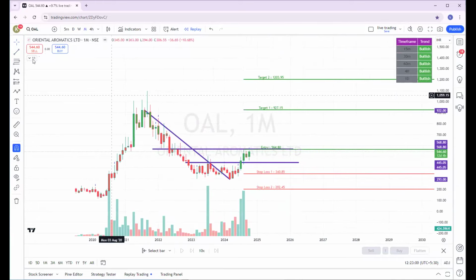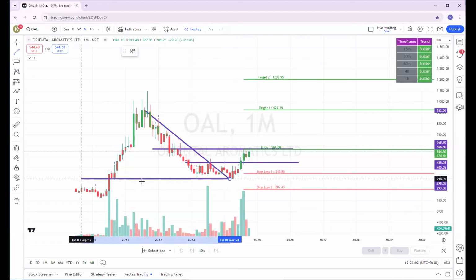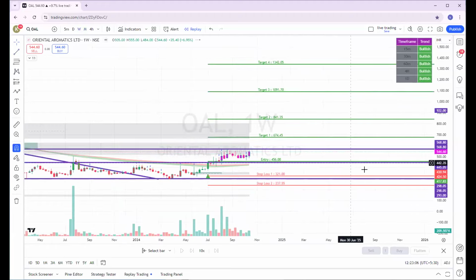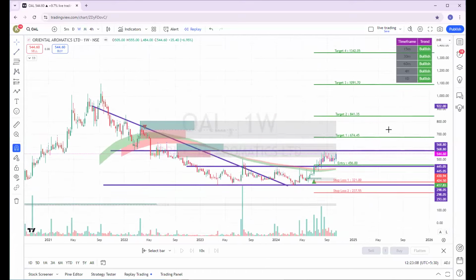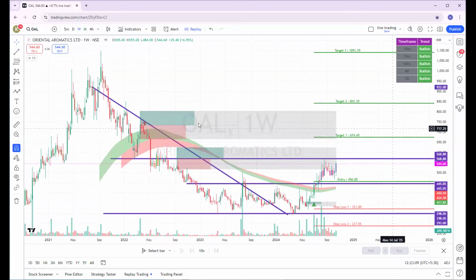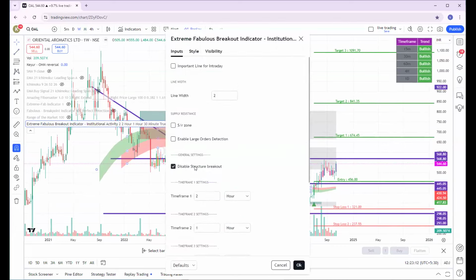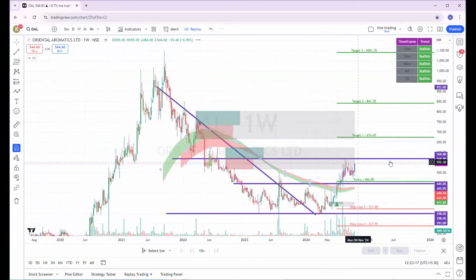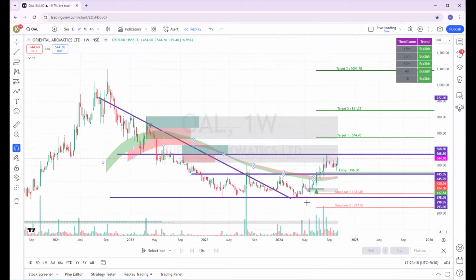Okay, on the monthly time frame, this is a base. Now let's see what's happening on the weekly. Is it giving an entry? Yes, it's giving an entry. I'm right now removing this. Sorry, I can't remove it. That's fine. So now, even on the weekly, this is giving an entry.